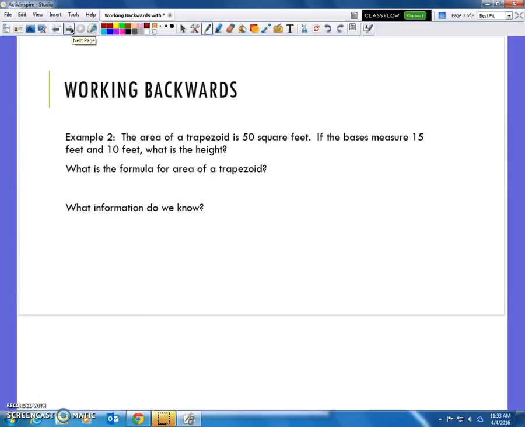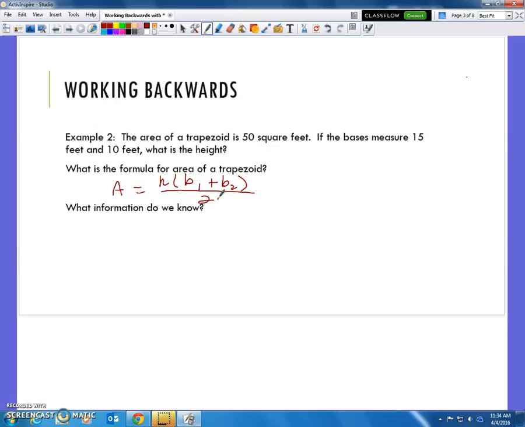Let's do another one. The area of a trapezoid is 50 square feet. If the bases measure 15 and 10 feet, what is the height? Well, I guess first things first, we need to know what the formula for an area of a trapezoid is. And we haven't talked about this yet, but we know the area of a trapezoid is the height of the trapezoid times the first base plus the second base, all divided by 2.